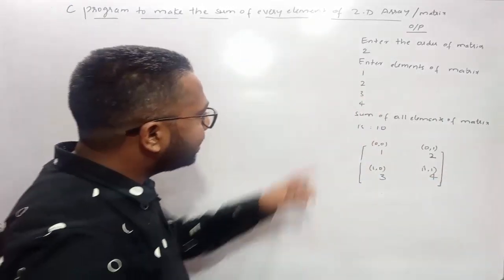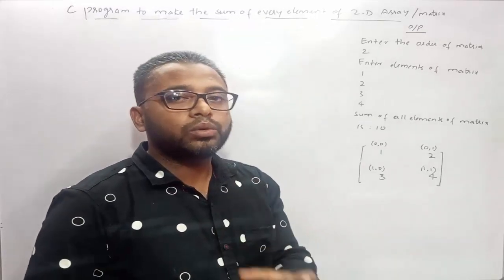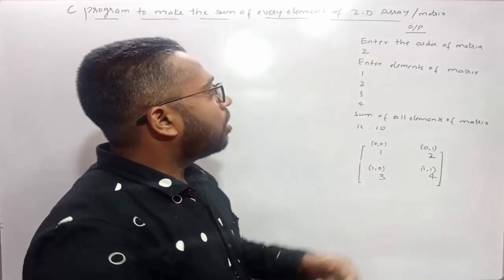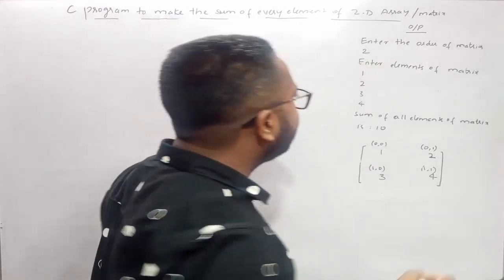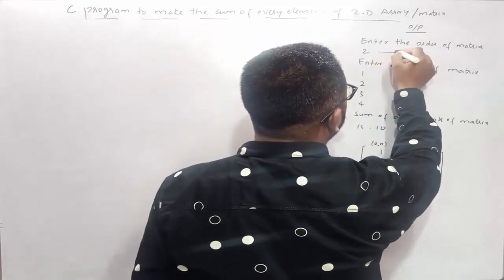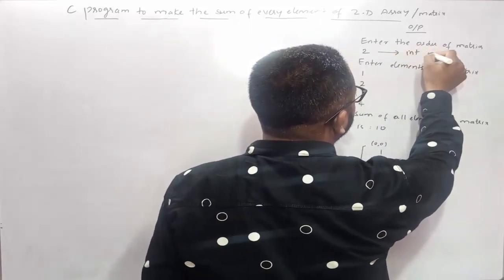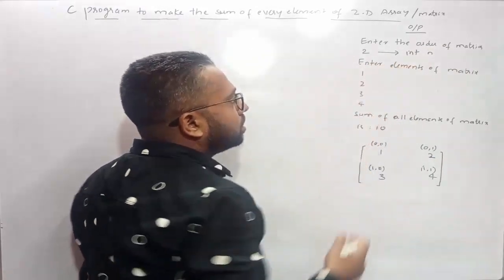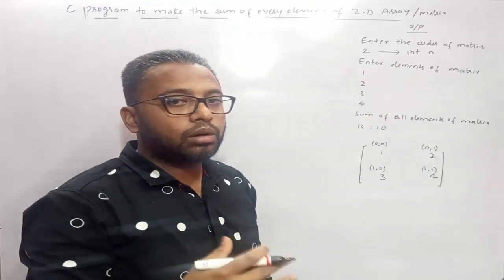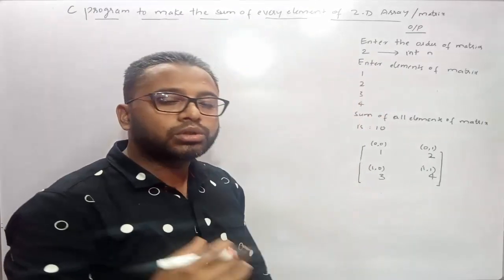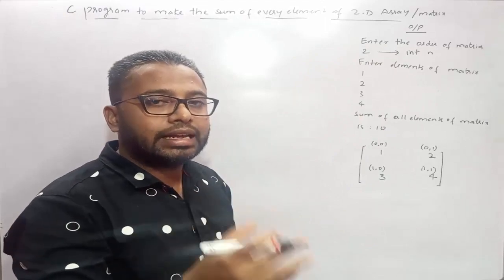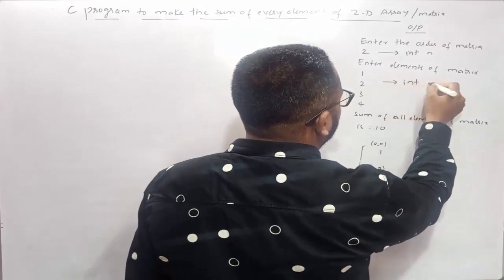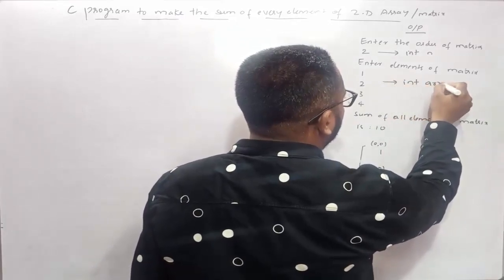So to get this output, how many variables do we require? Since I'm asking the user to enter the order of a matrix, we need to create a variable in our program which will hold this value of 2, and I will make it variable n of type integer. Then it will ask you to enter the elements of the matrix. That means these numbers are going to be stored inside an array. That's why we need to create an integer array also. Int, let us say ARR.